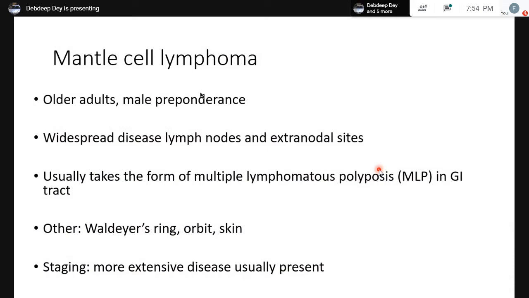Next, we come to mantle cell lymphoma. It is present in older adults with a male preponderance. It presents with widespread disease in both lymph nodes and extranodal sites. In extranodal sites, it mainly presents in the form of multiple lymphomatous polyposis. Other sites which get involved are Waldeyer's ring, orbit, and skin. More extensive disease is usually present.